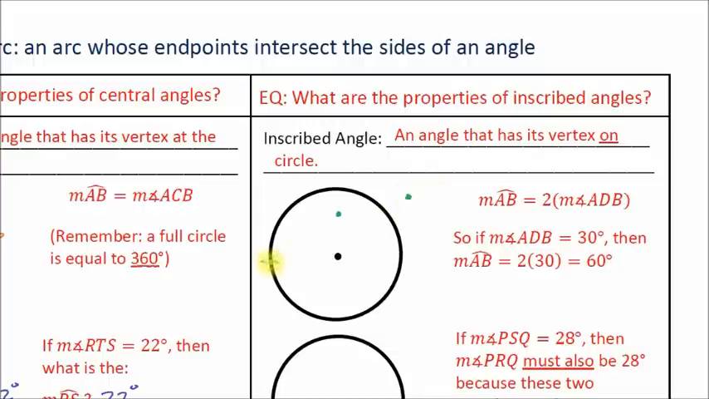So when you see these different words, when it says a vertex on the circle, it means the vertex is touching the circumference. In the circle is here, outside of the circle is here, on the circle means it is touching. Let's go ahead and create that inscribed angle.